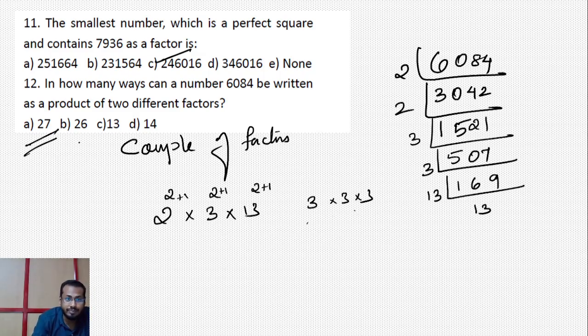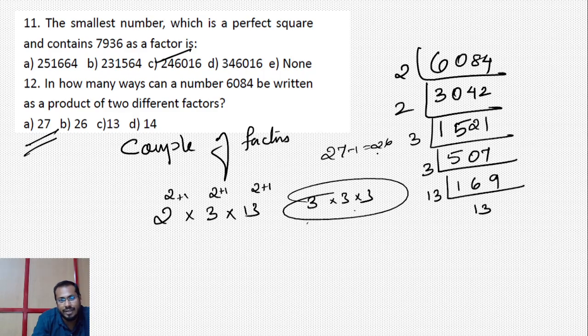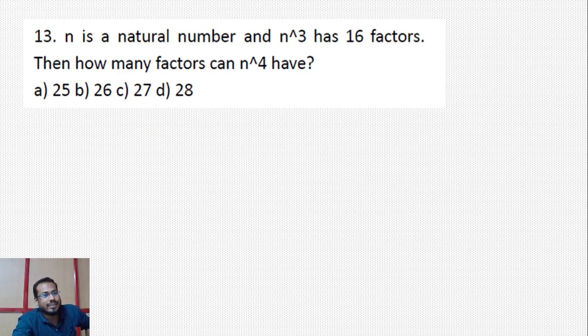Oh, sorry. They want a couple of factors. So don't take 27. 27 minus 1 is 26. Half of 26 is 13. 13 is the answer, not 27. So you need to take half of the number of factors. Sorry for that. Right. Next question.